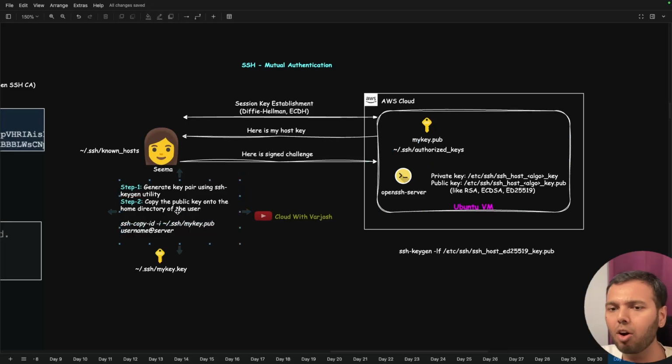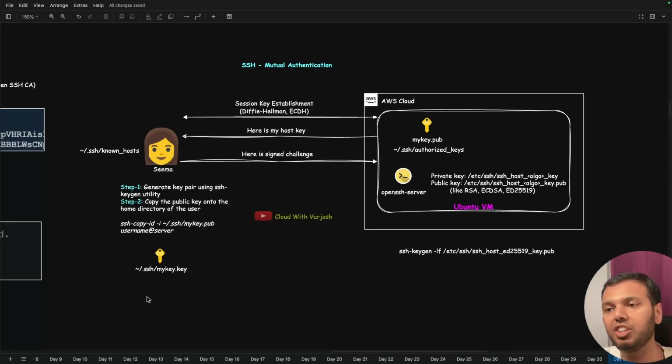Now why does Seema copy her public key onto the Ubuntu server? We'll see this later in this lecture, but for now, understand that she copies the public key and the private key remains with Seema. As we know, the private key never leaves and should always be kept secure. What happens next? We understand that both server and client must authenticate with each other. So first, let's say Seema initiates an SSH connection. There is one thing that I want you to engrave in your mind.